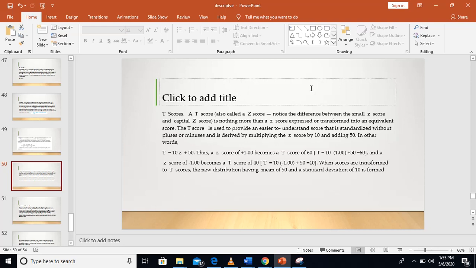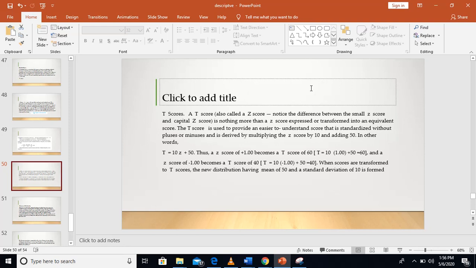T-score. A t-score is nothing more than a z-score transformed into an equivalent score. The t-score is used to provide an easier to understand score that is standardized without pluses or minuses, and is derived by multiplying the z-score by 10 and adding 50. In other words, t is equal to 10z plus 50.